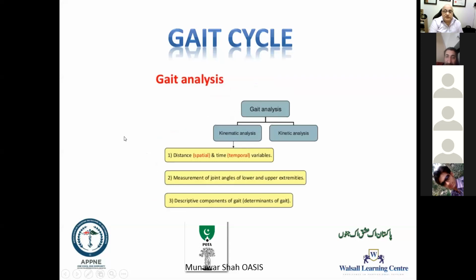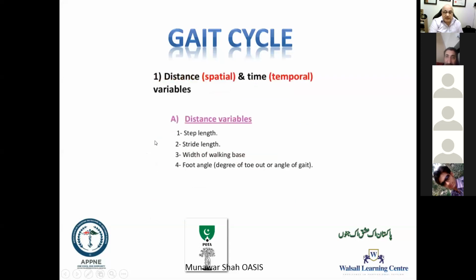Okay, so we have to understand various things, the distance variables. It depends on the step length, the stride length, the width of the walking base, and the foot angle. I will explain all these things individually.